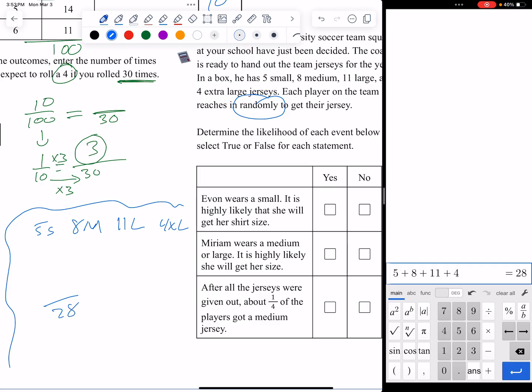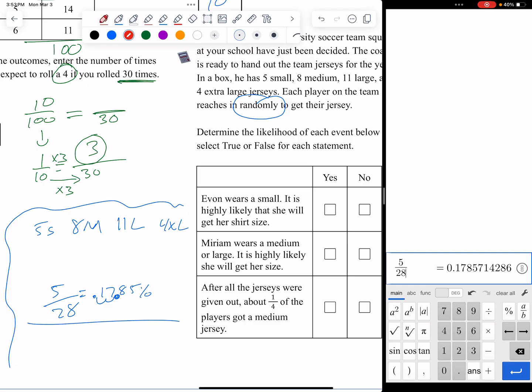So Evan wears a small. It is highly likely that she will get her shirt size. So if it's a small, it's 5 out of 28. Actually, let's just do that then. 5 out of 28. Let's make each one into a percent. So 5 divided by 28, that equals 0.1785. In other words, 17.85%. For a medium, I have 8 out of 28. So 8 divided by 28, and I get 28.57%.